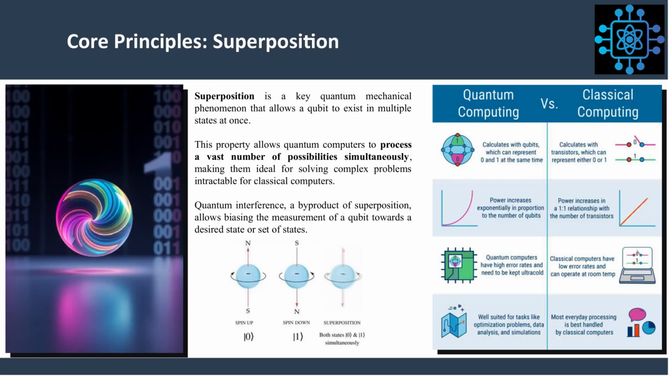Superposition enables qubits to exist in multiple states simultaneously, allowing quantum computers to process numerous possibilities at once. This capability is crucial for tackling complex problems beyond classical computing. Quantum interference, arising from superposition, can bias qubit measurements toward specific states, enhancing computational efficiency and precision.